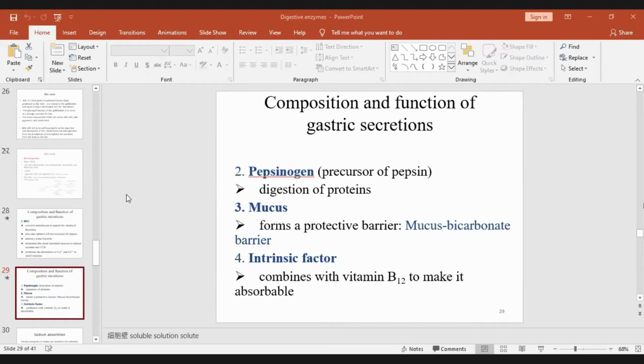After that, intrinsic factor. There is intrinsic factor, and that factor is required for vitamin B12 absorption. Only when vitamin B12 in the GI tract combines with intrinsic factor, IF, is it able to be absorbed. So proper absorption of vitamin B12 requires intrinsic factor, and that is part of the composition of gastric secretion. So in gastric secretion, we can say there is HCl, pepsinogen, mucus, and intrinsic factor as major components.